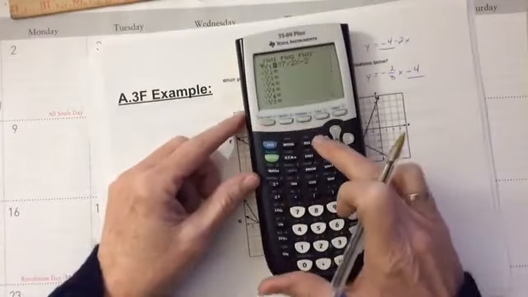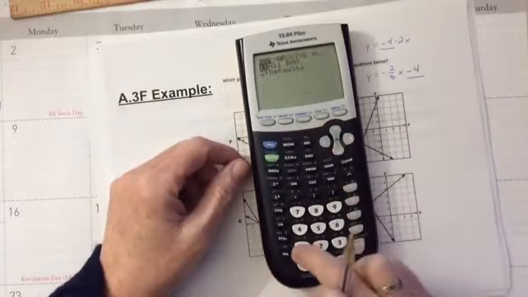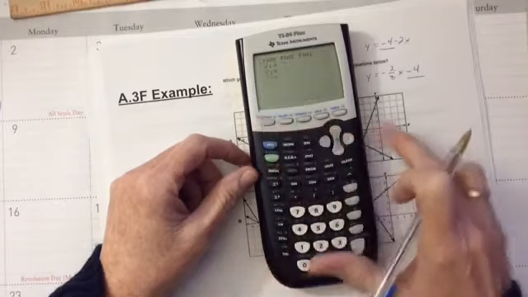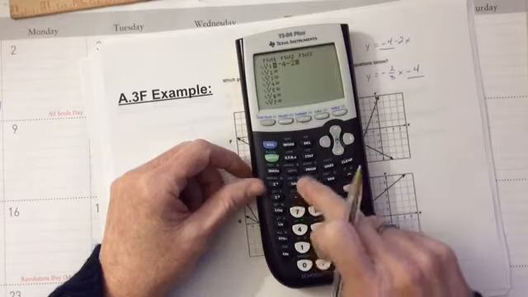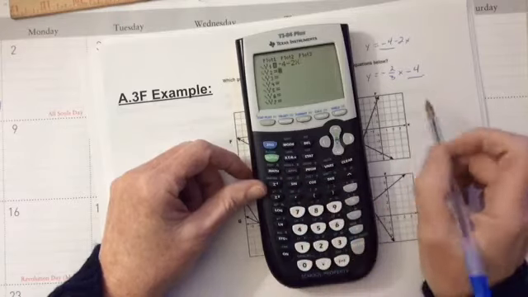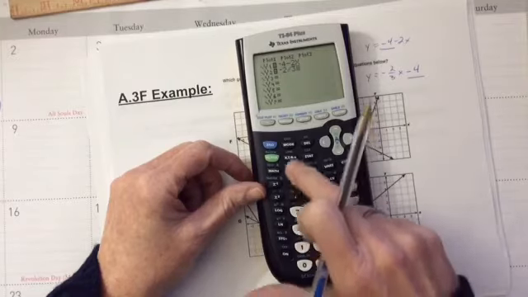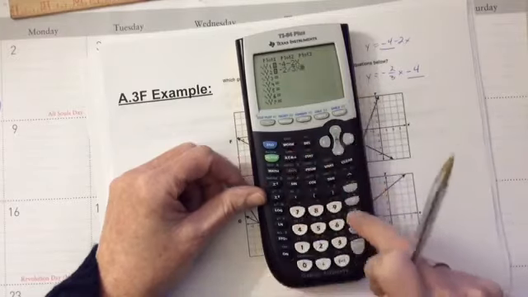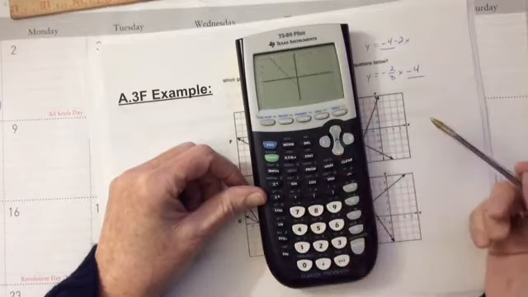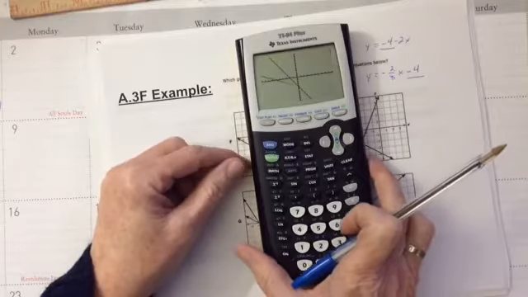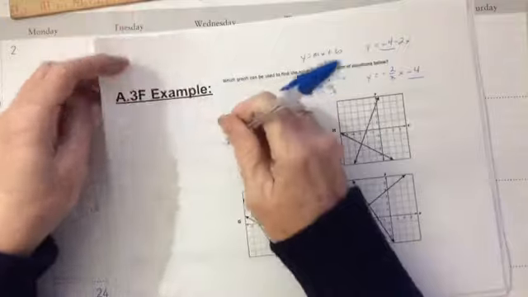Y equals, we need to take this off, so I'm going to reset the calculator, second plus 712, because that'll do it. I'm going to hit y equals and put -4 minus 2x in the calculator. I'm going to put -2 divided by 3 x minus 4 in the calculator. I'm going to hit graph. And yes, just to double check, it is F. We did it. We're almost finished.